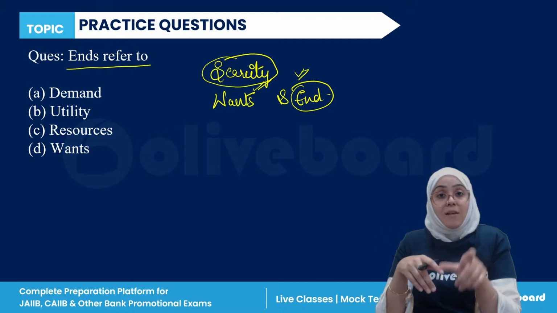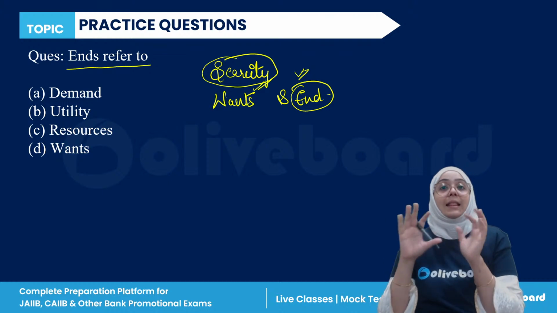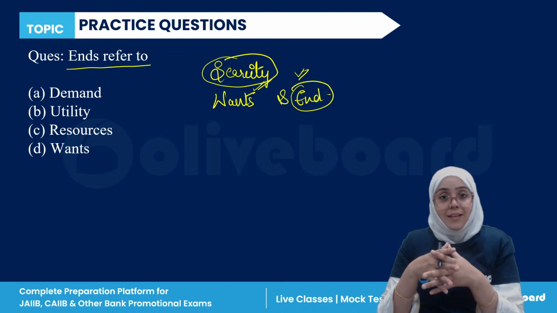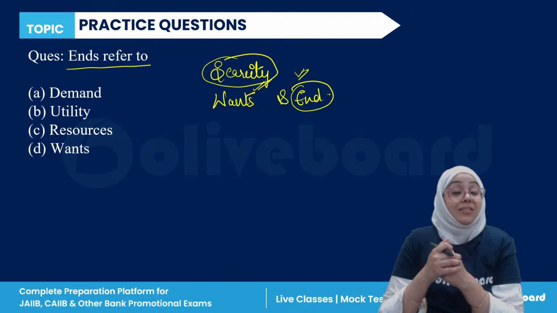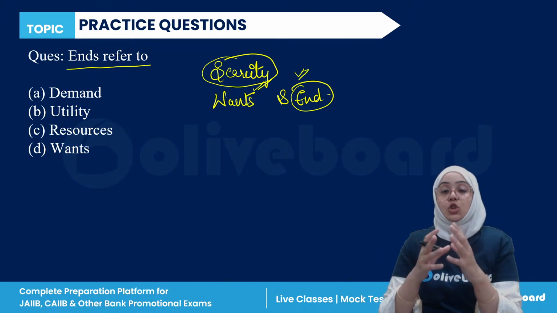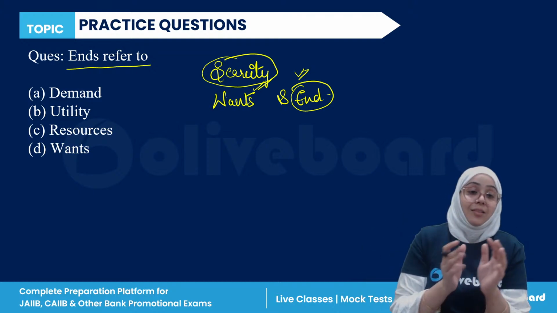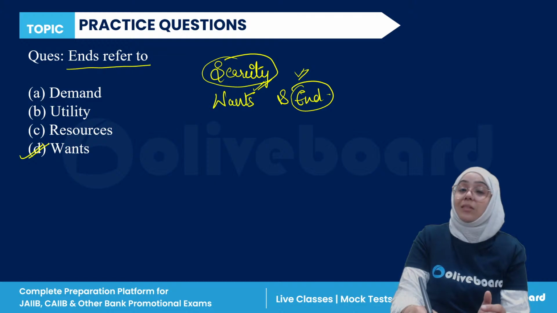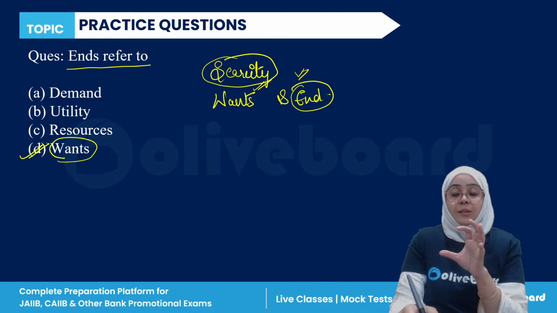Okay, that word wants is actually replaced by the ends. Ends means in the end we want to satisfy our needs, and for the satisfaction of our needs we have to allocate the scarce resources. So scarcity and ends, it is the relationship between these two in economics. And ends is what? Ends is the wants, not resources. So actually end is known as the wants.